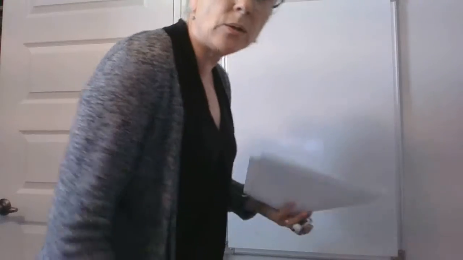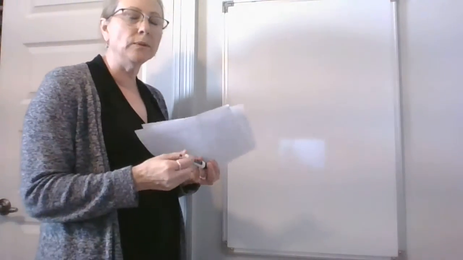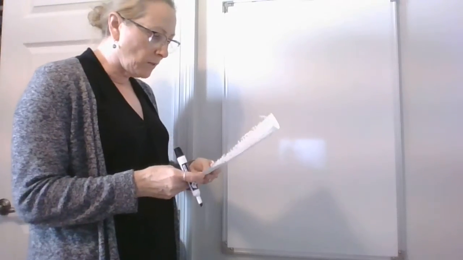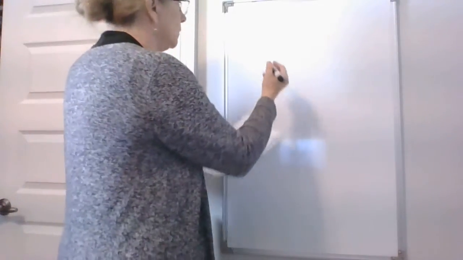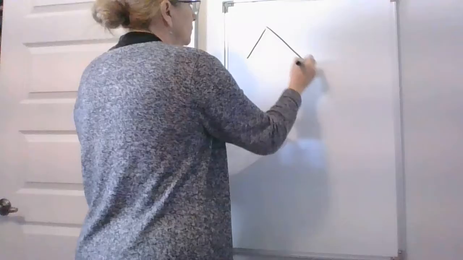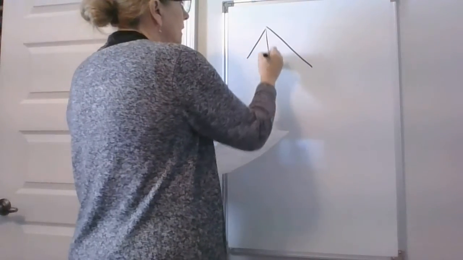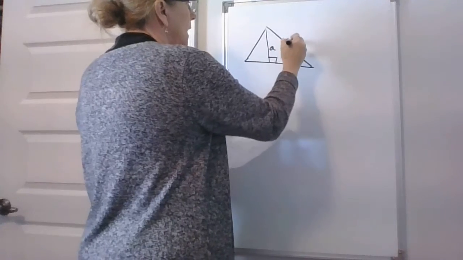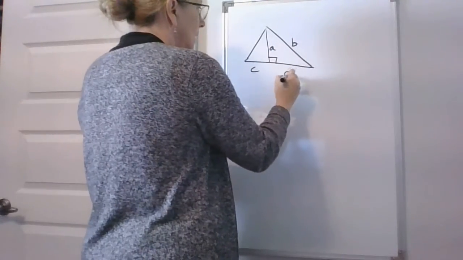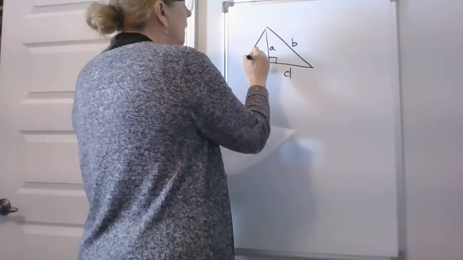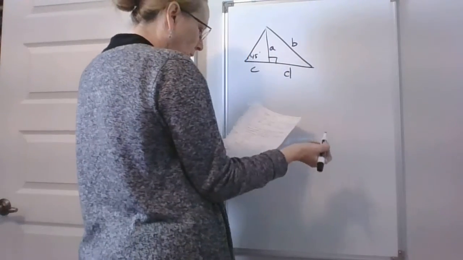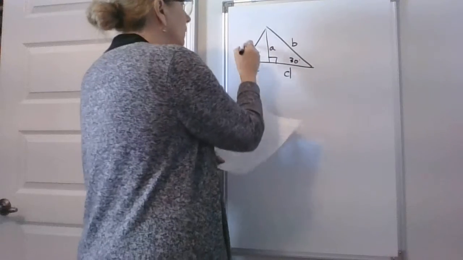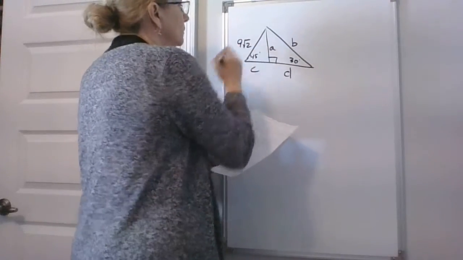These problems are still using 45, 45, 90 and 30, 60, 90 triangles. So that's going to come up again. Here's the first one. It was 22 on 9.2. We had a triangle with an altitude. This was A, B, C, and D that we're going to solve for. On this side was a 45, 45, 90, and this side was a 30, 60, 90 triangle. And they only gave you one number, 9 root 2.